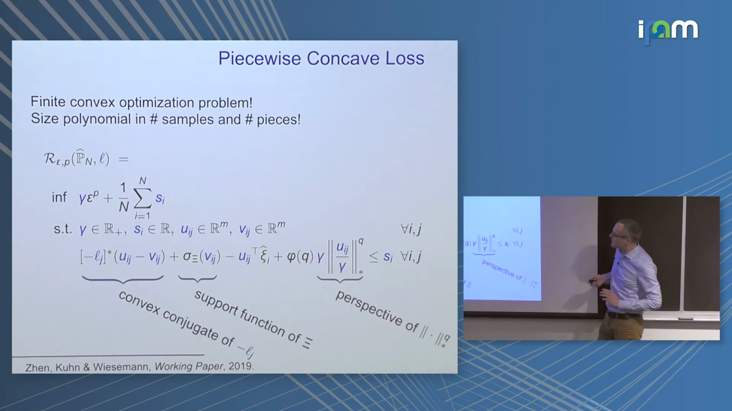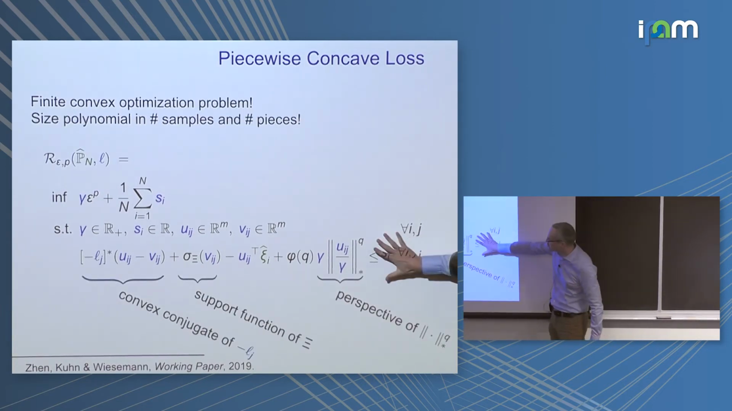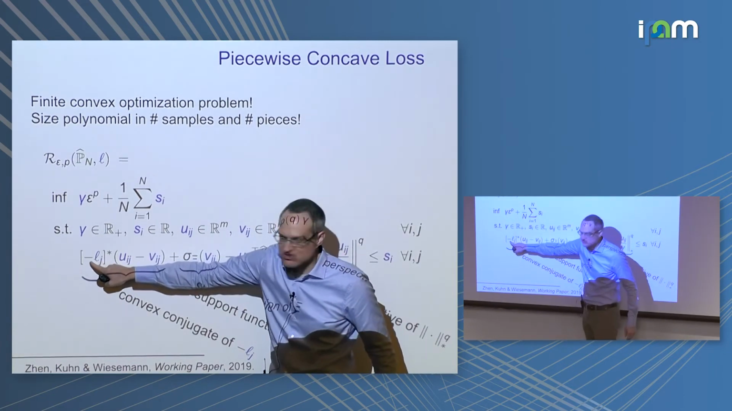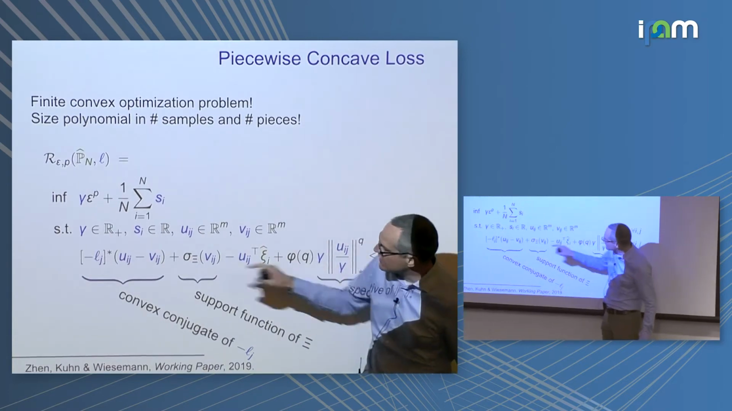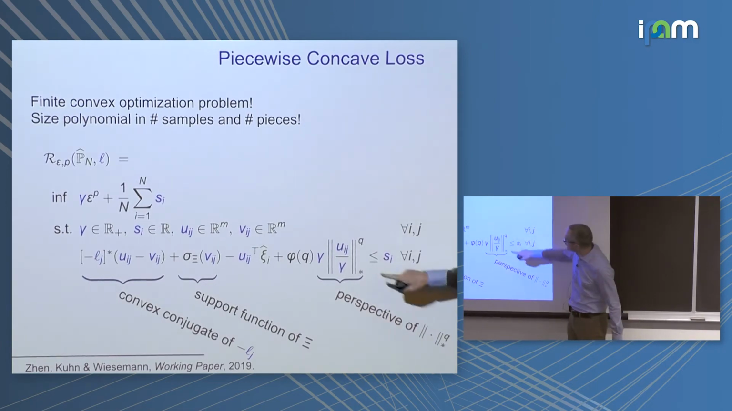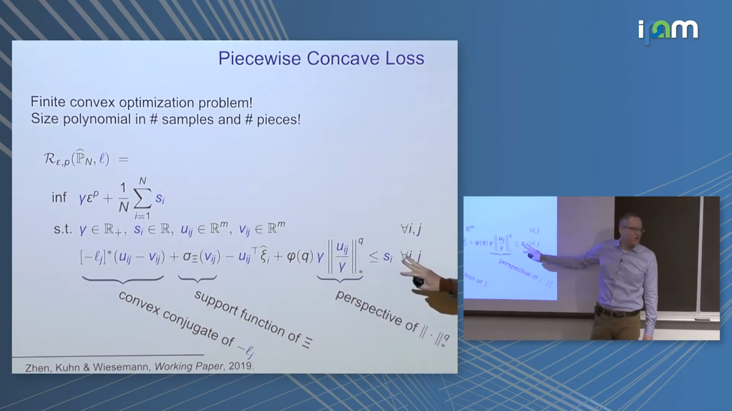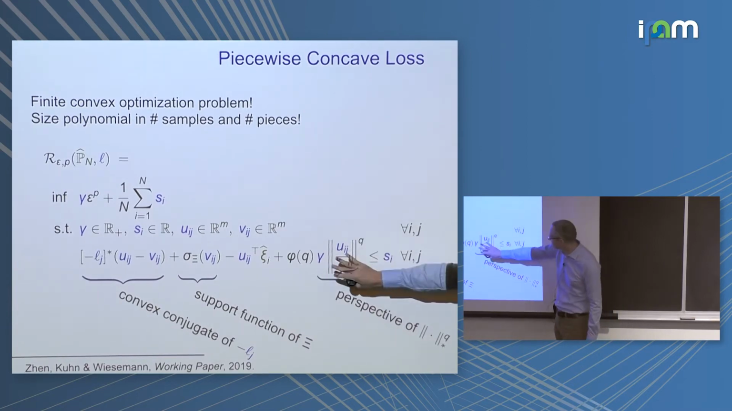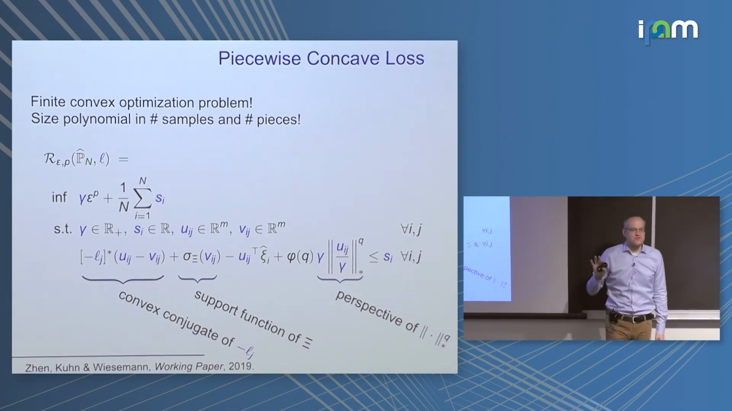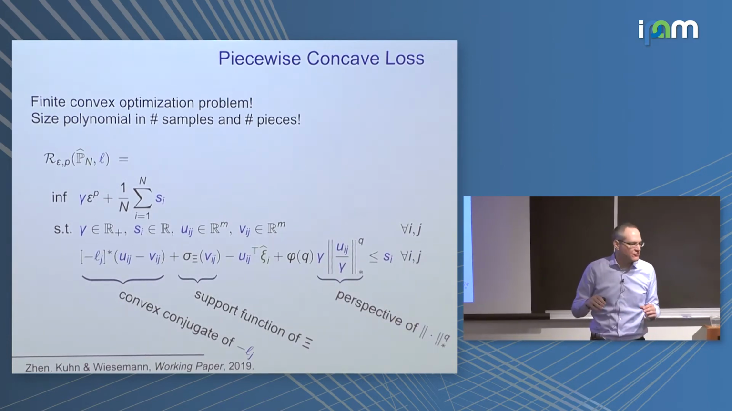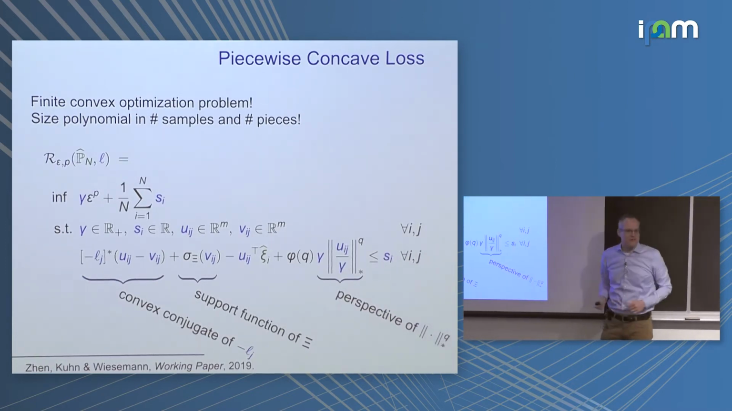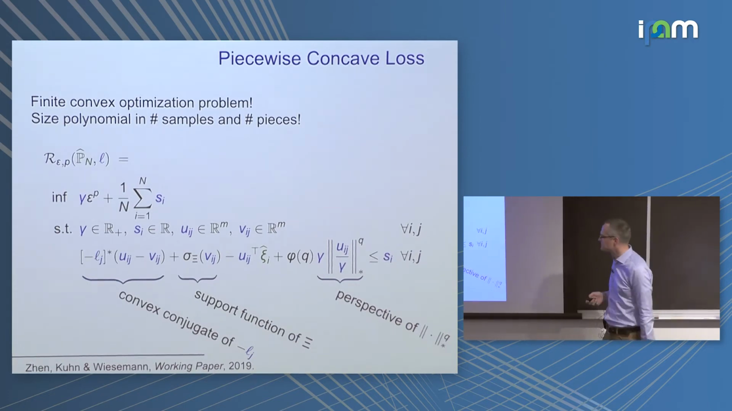And I should point out that this problem is indeed convex. So the last constraint group involves the convex conjugate of the negative component function Lj. It involves the support function of the set xi, and it involves the perspective function of the dual norm to the power q, and all of these are convex functions. Okay, so this is indeed a convex optimization problem. The size of this problem grows linearly with the number of training samples, and it grows linearly with the number of concave components. So there is hope that under reasonable situations we can solve this efficiently.